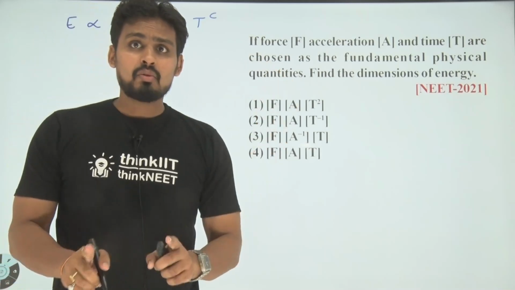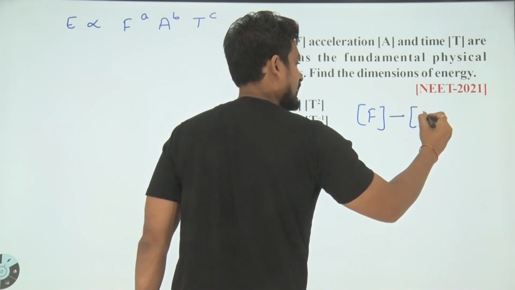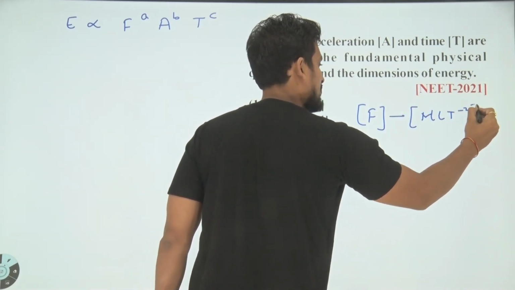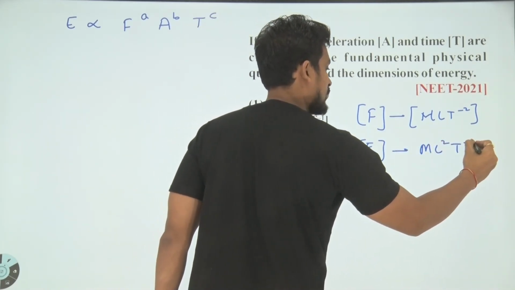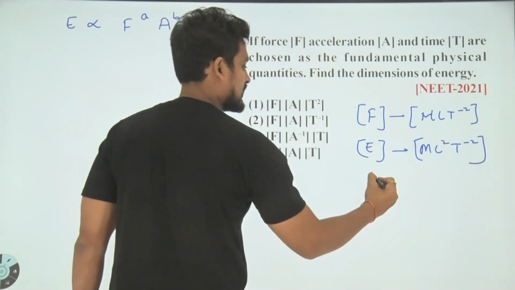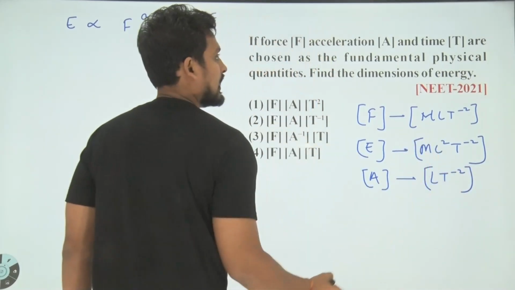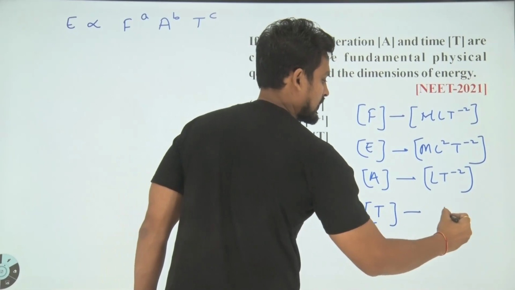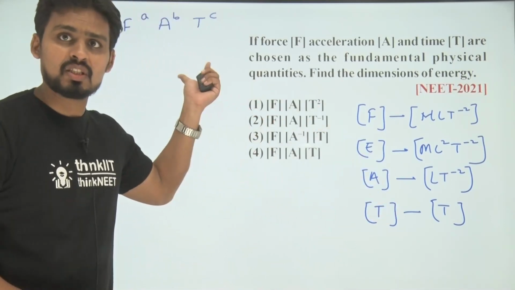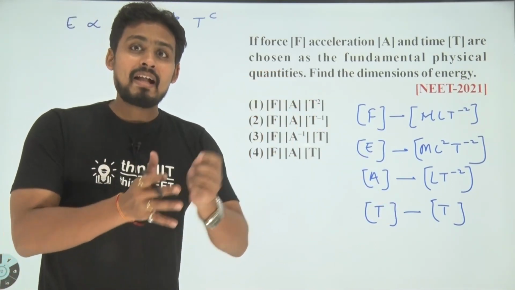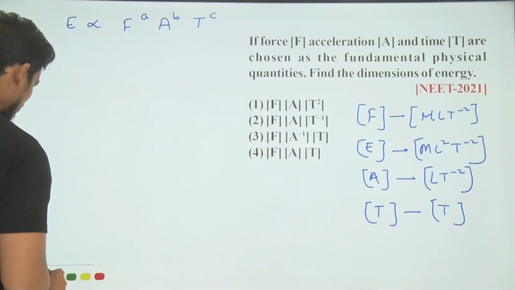Now, in this case, we know that force is written as M L T minus 2. Energy is written as M L2 T minus 2. Acceleration is given as L T minus 2. And time is written as T. So all these values are known to us. Now let us put these values in the expression that we have written, and then we would try to match the powers of mass, length and time. So let us do that to calculate the final answer.